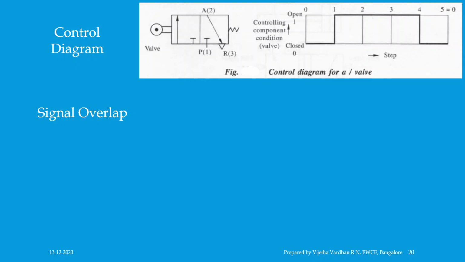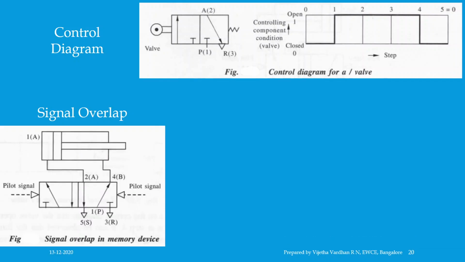Signal overlap is a very common recurring problem in control engineering. Examples of signal overlap: in a coordinated motion, the 5 by 2 memory valve can switch positions only when a single pilot signal is present. If two signals are active on the 5 by 2 valve simultaneously, then such a condition is called signal overlap, which you can see in the figure under the heading signal overlap.